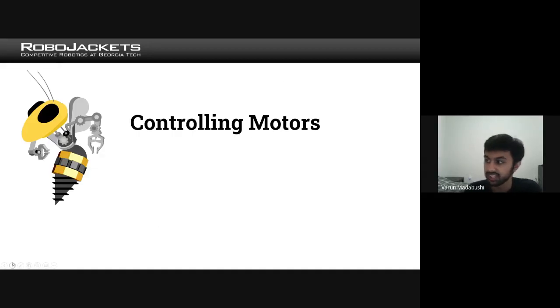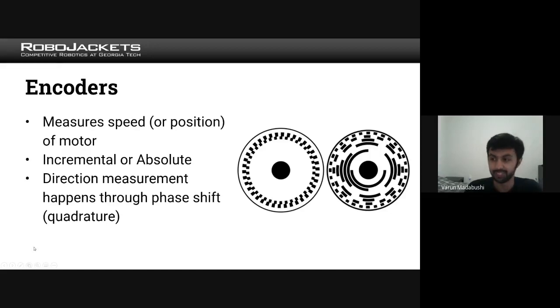And so the last thing that we're going to talk about today is feedback control for motors. In order to do feedback control, the controller needs to have some understanding of what the motor is doing. In particular, we want to measure it using an encoder, which is a sensor that measures the speed or position of a motor. Here we have two different types of encoders: an incremental encoder and an absolute encoder. They shine a light through these gaps or use some kind of sensor to detect these black sections, and those generate electric pulses.